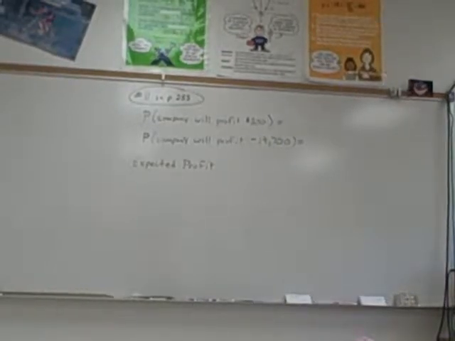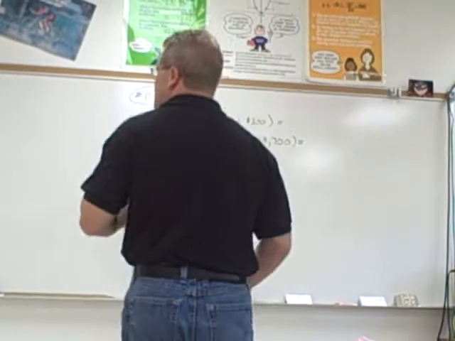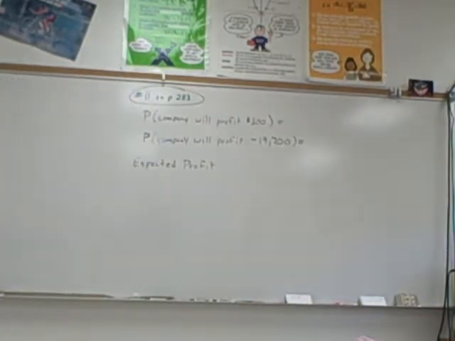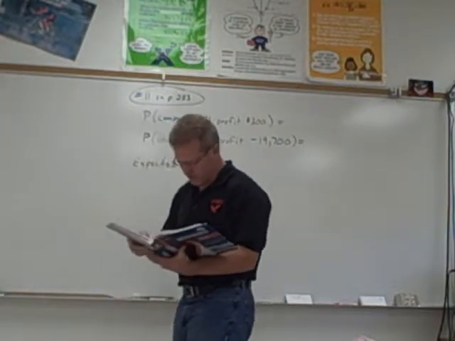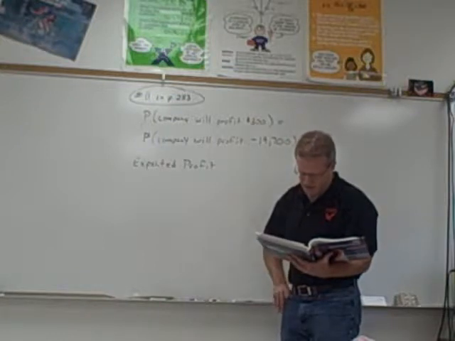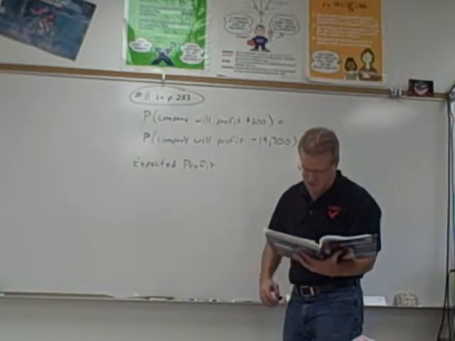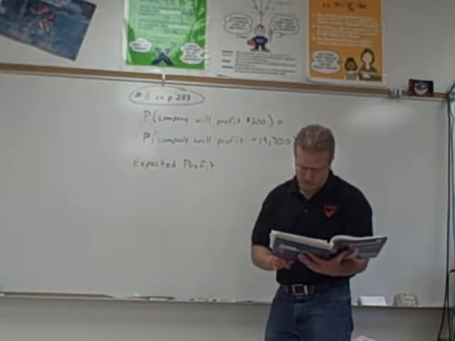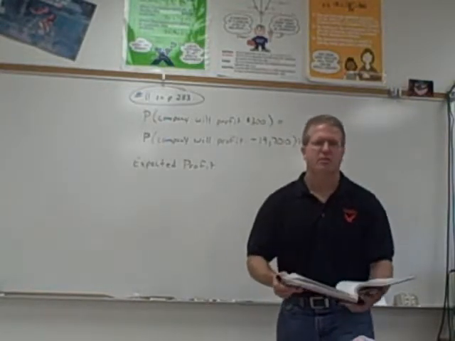Okay, doing number 11 on page 253, which is lesson 5.3. The problem says, an insurance company insures a person's antique coin collection worth $20,000 for an annual premium of $300. If the company figures that the probability of the collection being stolen is 0.002, what will be the company's expected profit?